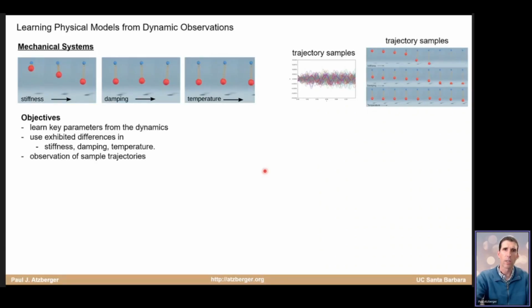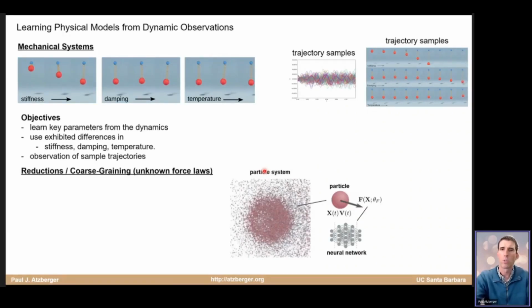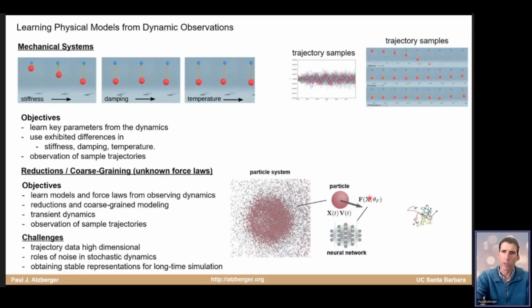So you can think about this inertial Ornstein-Uhlenbeck process, which intuitively amounts to essentially a bead spring system with those unknown mechanical parameters. The other one I'll also show some results for is a coarse graining problem where we have a particle system with an unknown force law, and we'd like to learn from the dynamics, essentially a representation of the forces by looking at the particle trajectories. And so we'll represent the force law by an appropriate neural network.